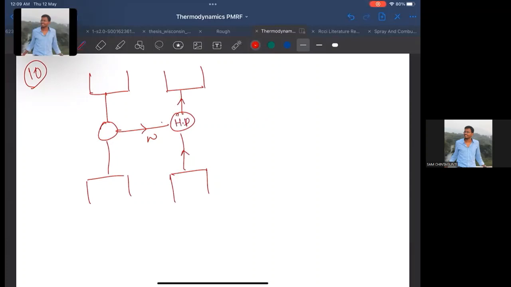This is your heat pump. This is your heat engine. Another heat engine is operating between 1000 and 300. It extracts heat from 300. And if these are Q1, Q2, Q3, Q4, it is given that Q3 is equal to 2Q1.